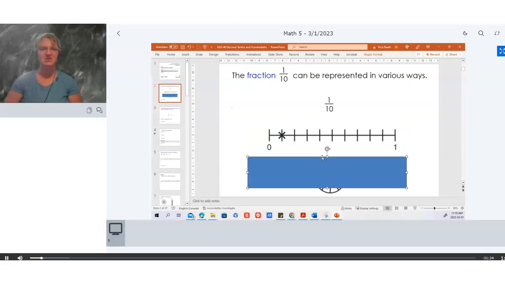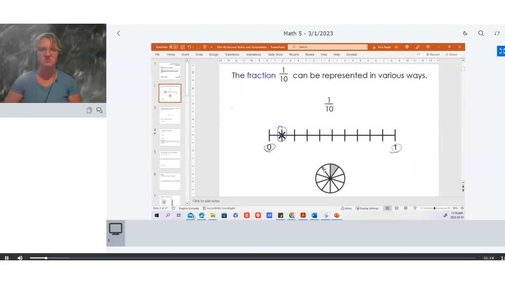We can also plot it on the number line. If we have a number line between 0 and 1, and mark it off in equal sections of 10, then this first section here will show 1/10. We've gone 1/10 of the way across the number line. Or we can represent it in a picture too, or we call this pictorially, where we show that one piece out of 10 is shaded. Okay, so those are 3 ways to represent the fraction 1/10.